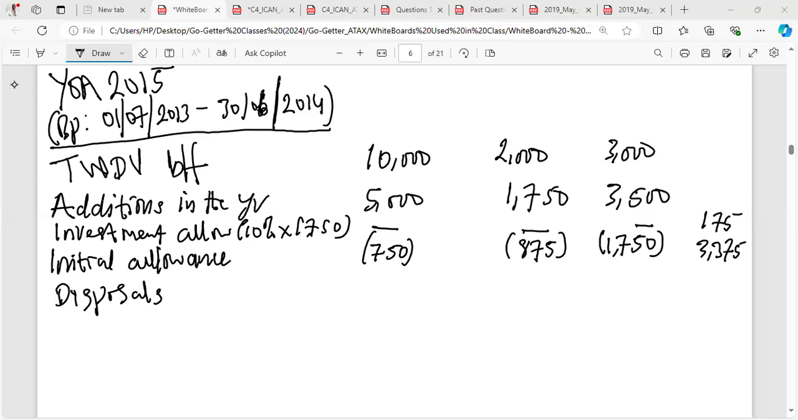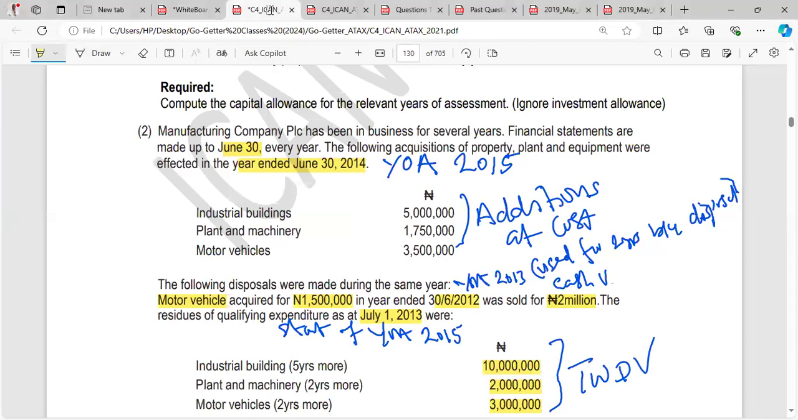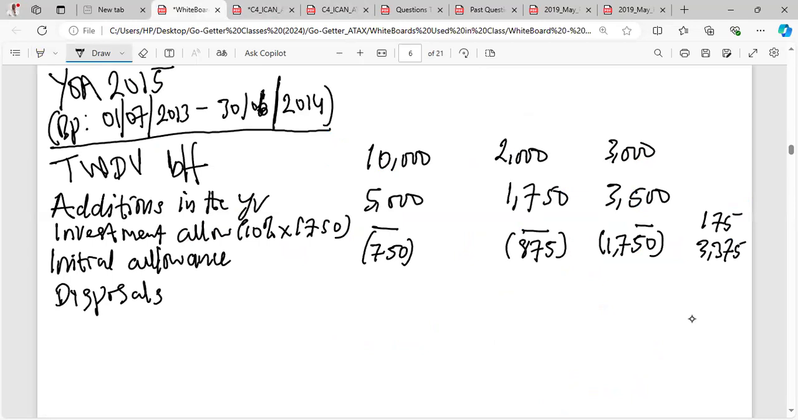So right now, look at disposals. Now, we are told that a motor vehicle acquired for 1,500,000 in the year ended 2012 was sold for 2 million. Now, this 2 million is not your disposal. This is your cash price that you received. You need to look for the disposal at cost. So what are we going to do now? We are going to do workings here.